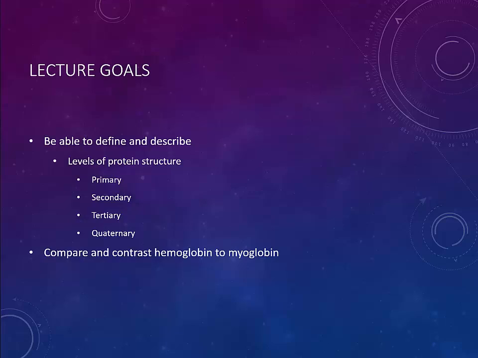You will know you are finished with Chapter 4 when you can do the following without your notes or book. Be able to define and describe the levels of protein structure: primary, secondary, tertiary, quaternary. Compare and contrast hemoglobin to myoglobin.